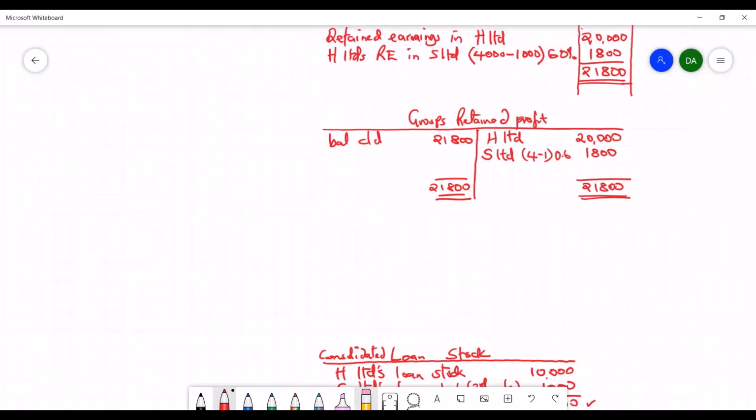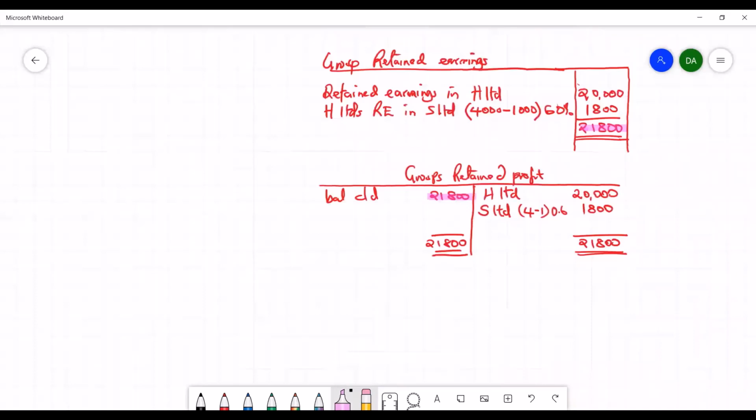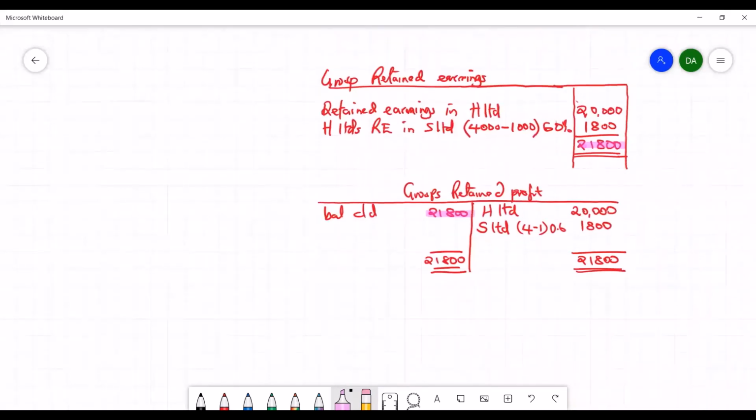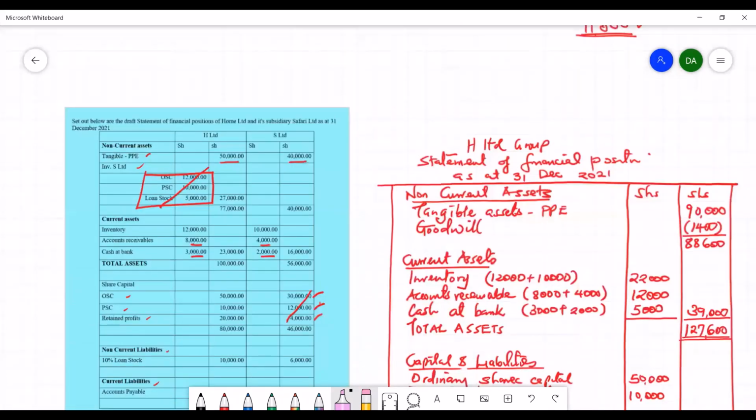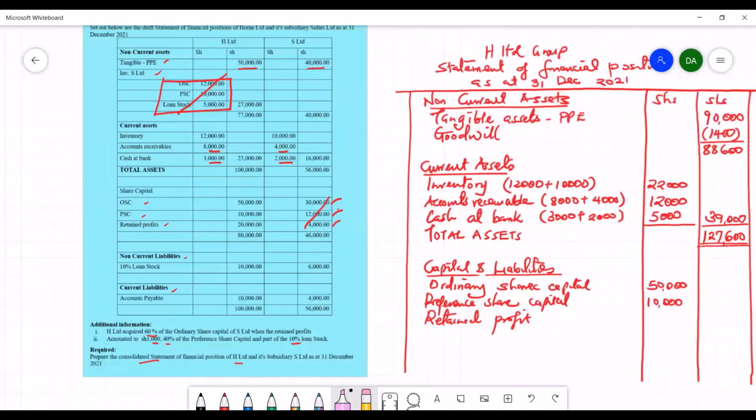We determined the group retained profit to be equal to a balance or a total of 21,800, or it is the balance carried down here of 21,800. That is what we're going to include as the group's retained profit, 21,800. $21,800 is the group's retained profit.